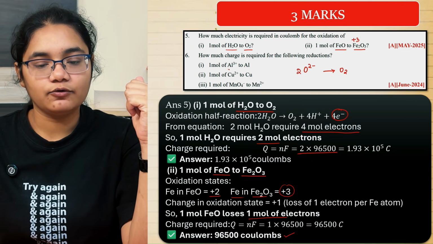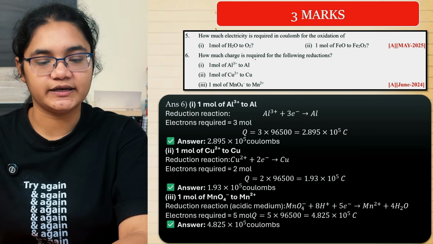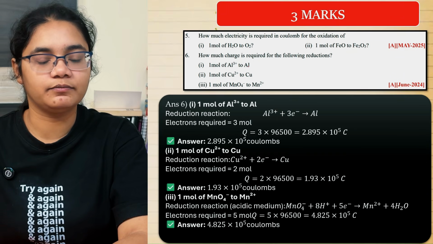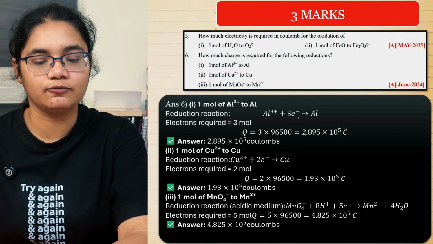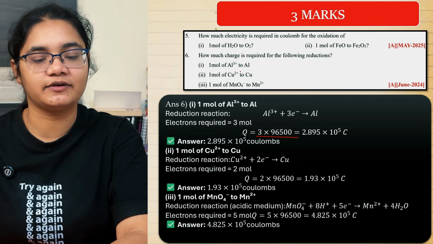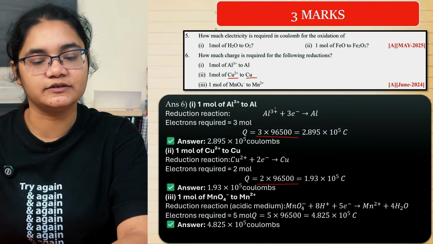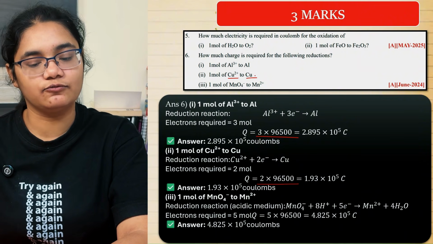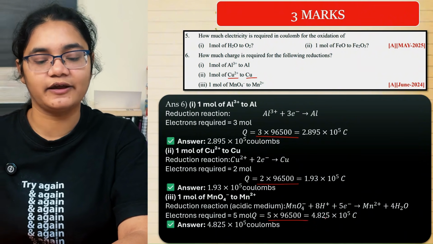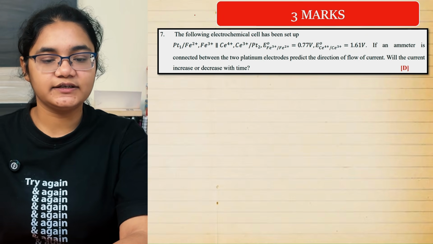Next is 1 mole of aluminium. This one is super easy. 1 mole of aluminium ion to aluminium. So here 3 Faraday or 3 moles of electrons are required. So 3 into 96500. Cu plus 2 to Cu, 2 moles of electrons, so 2 into 96500. Plus 7 to plus 2, 5 moles of electrons. So 5 into 96500.